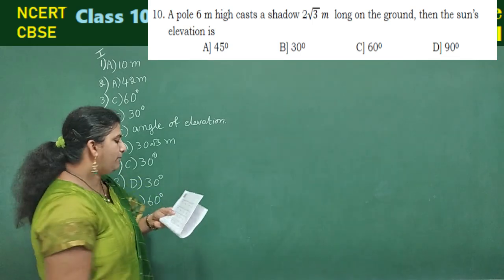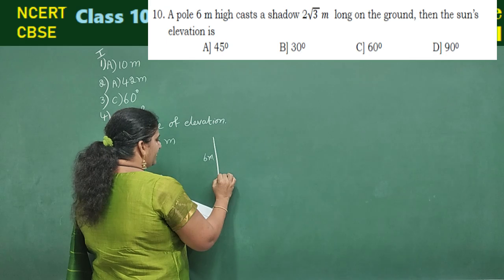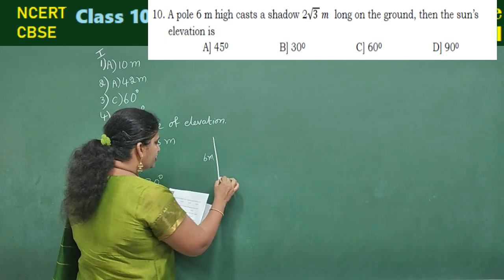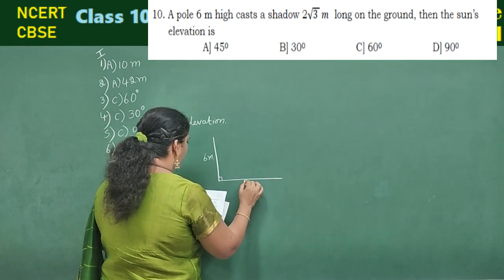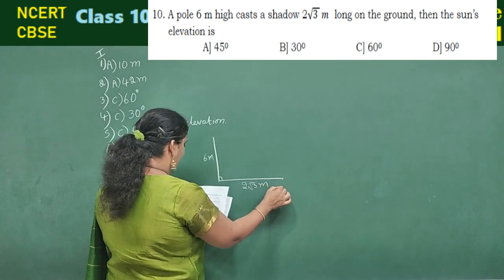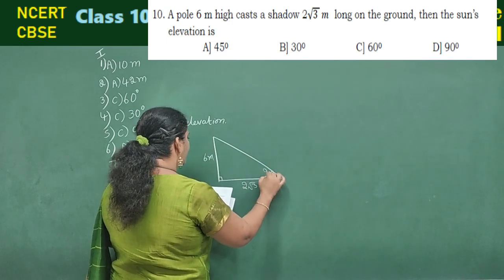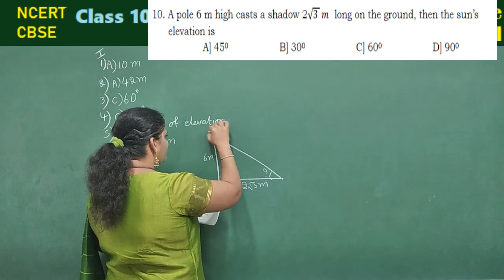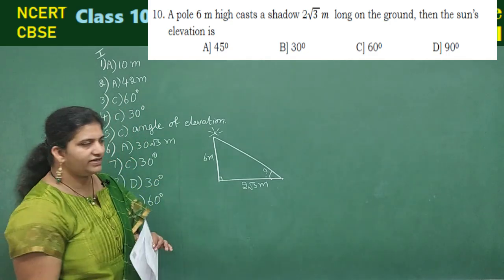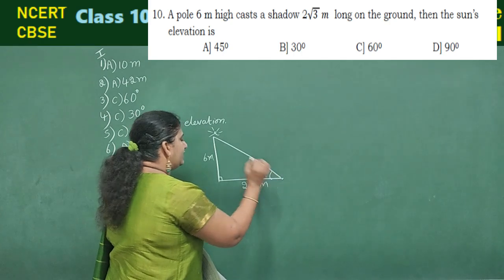10th one, a pole 6 meter high casts a shadow. This is the shadow of a pole, 2 root 3 meter long on the ground. Then the sun's elevation is... Sun's elevation means you need to find the angle. Let me mark this as theta.